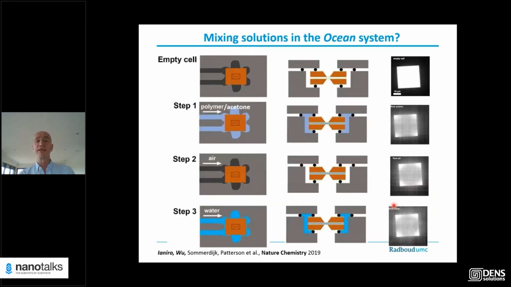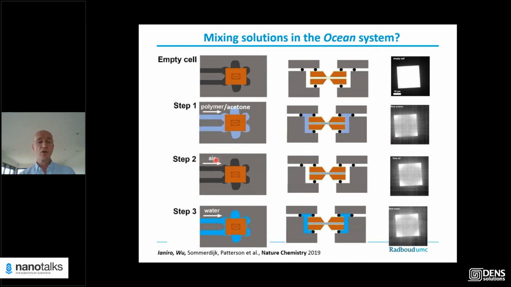We wanted to do that in the Ocean system, but there we had the challenge that we needed to mix two solutions while having only one inlet and one outlet. To overcome this problem, we did the following. Starting with an empty cell, we entered the polymer solution in acetone, filling up the cell, as you can see here. So we had polymer solution inside the membranes as well as around them. You can see here the filling of the membranes.